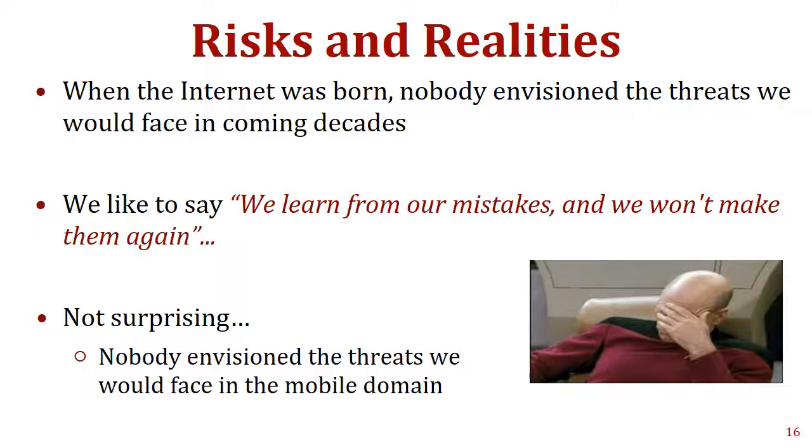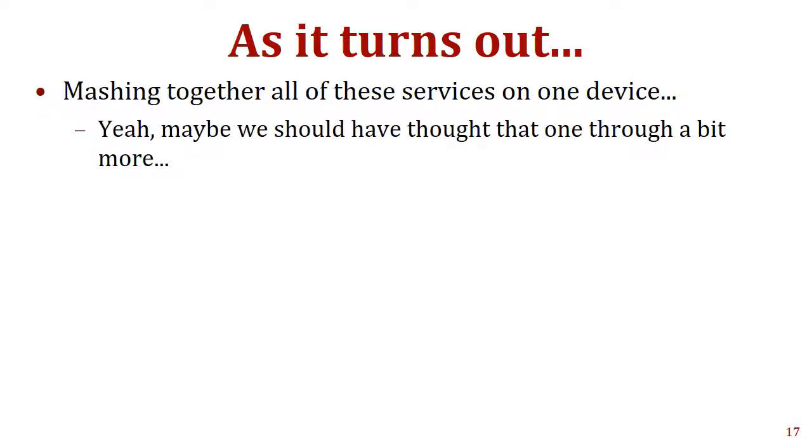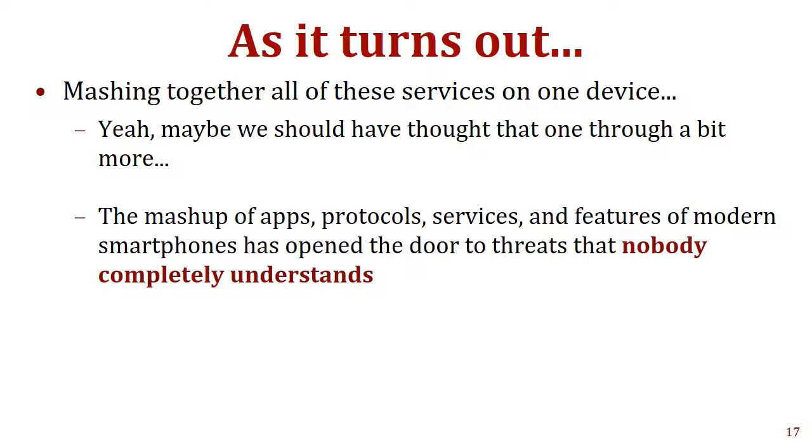And as it turns out, the mobile domain is quite different, and we are facing lots of new problems. For example, we have already mentioned that we need to mesh together all the services on one single device. Well, we should have thought about it more. Why? Because the mashup of all the apps, protocols, services and features on modern smartphones has opened a very big door to threats that nobody completely understands.